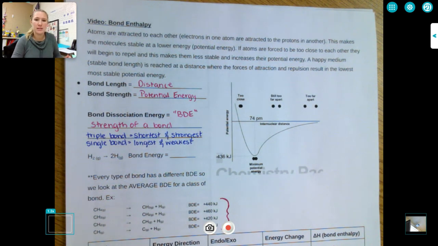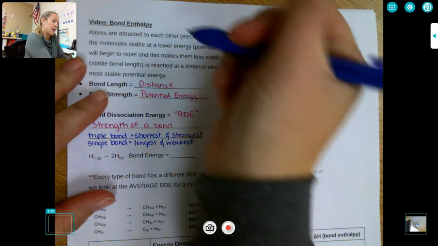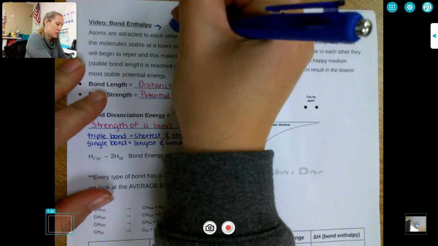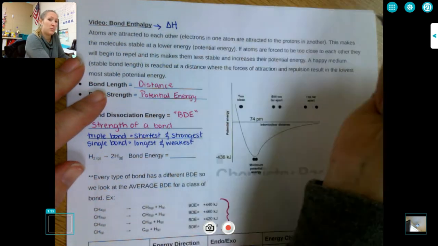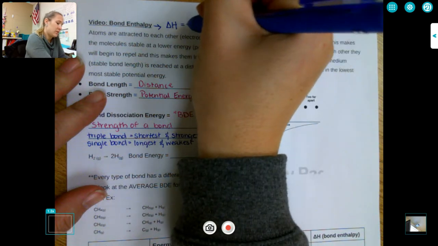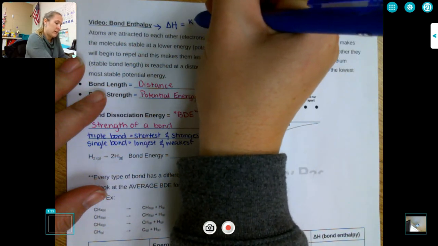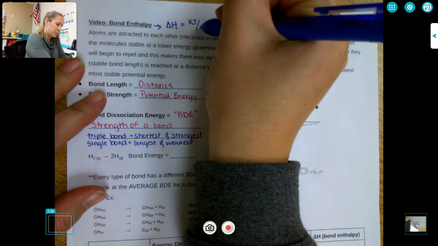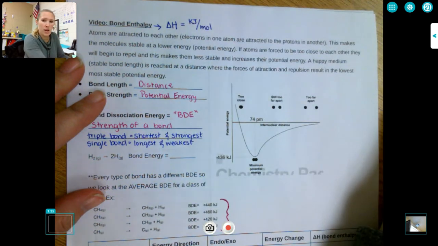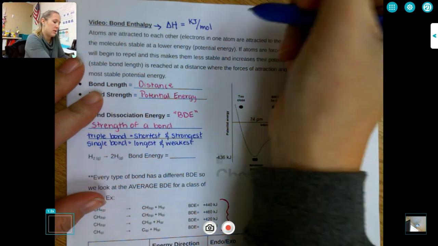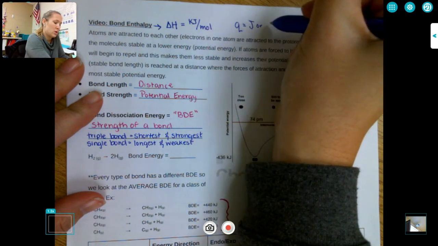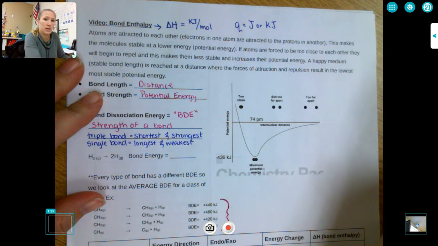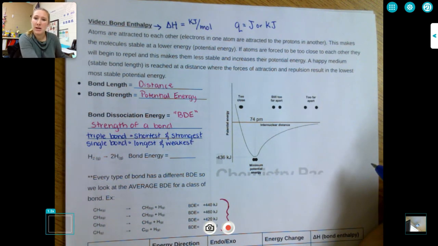So this word enthalpy has come up a couple of times now in our work that we've done the last couple of days. Enthalpy is shown as delta H, and enthalpy is different from Q. Enthalpy is equal to the amount of kilojoules required per mole of substance that you're looking at, whereas Q is something that's usually just in joules or kilojoules, and it doesn't matter how much of something we have.